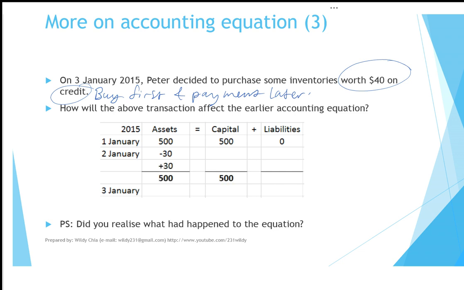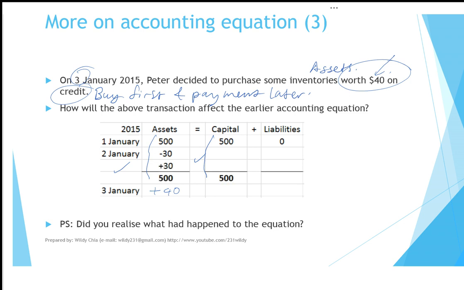Let's examine. So Peter purchased inventory, so there are more inventories, right? So this was what happened just now, right? The same, and this is the same as the earlier example, right? So there will be more inventories on the 3rd of January. So we find that there are more inventories, and these inventories are assets. Now going on.